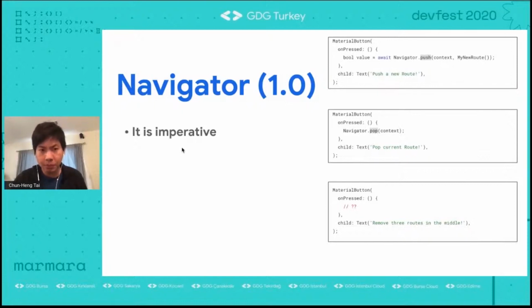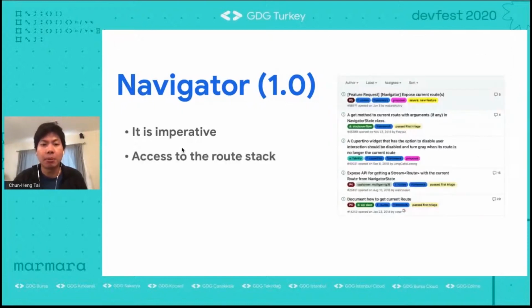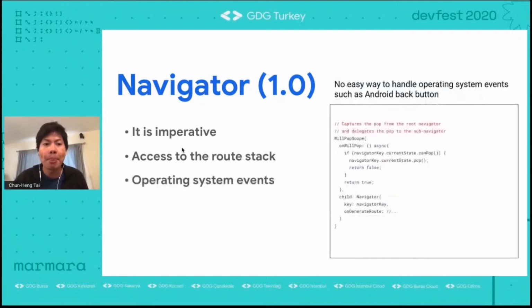And the second problem is the user does not have visibility into the route stack inside the navigator, because we think that using the imperative API, the navigator owns the route stack. The user can only modify it using the imperative API. So it does not make sense to expose the information to the user. And even if we do, there's no API to modify it. So we decided not to do it with the imperative API.